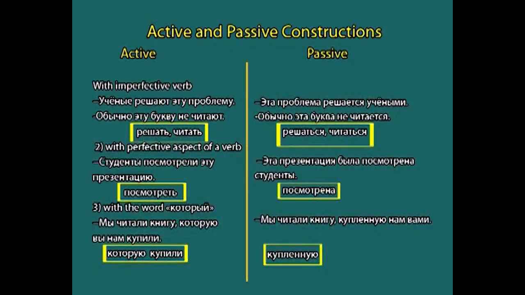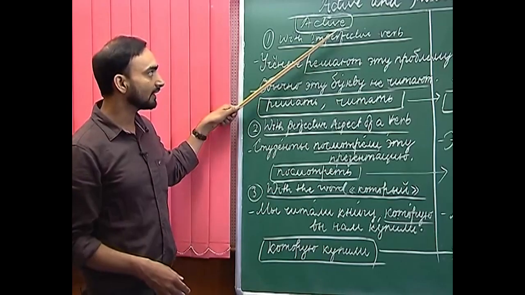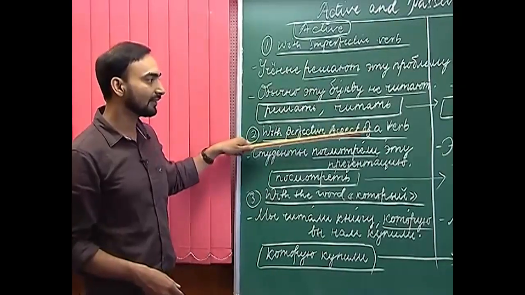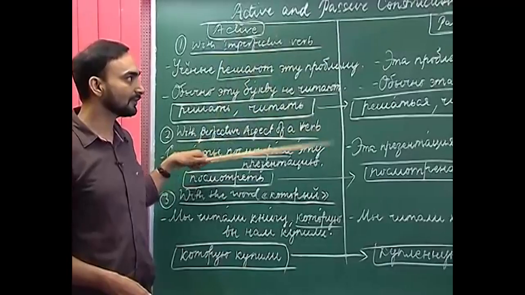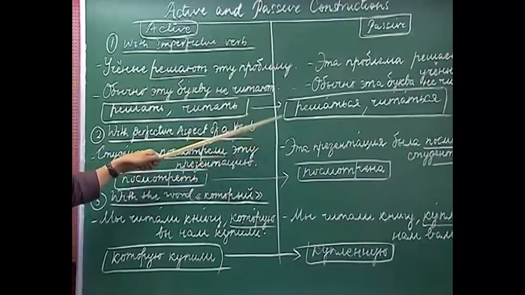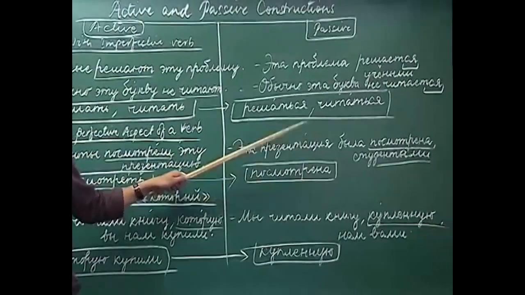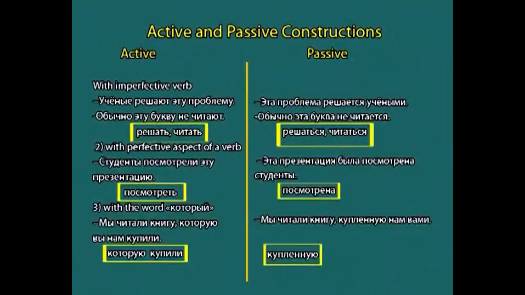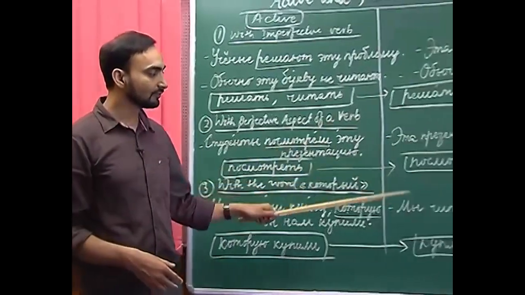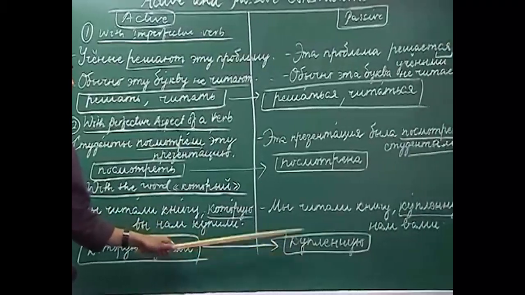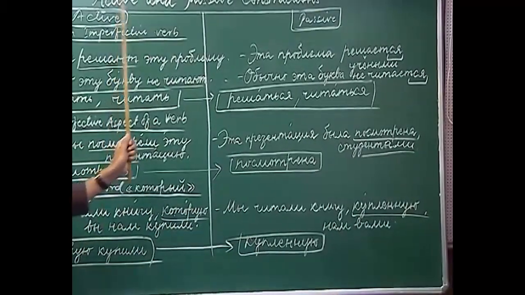The second type of active construction was with the perfective aspect of a verb. So, how do we change the active construction with the perfective aspect of a verb? We use the short form of passive participle. And the third one with the word katori. So, if the active construction has the word katori, then we use the full form of the passive participle to change the active into passive.